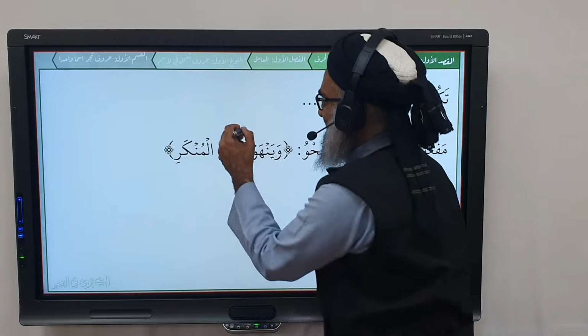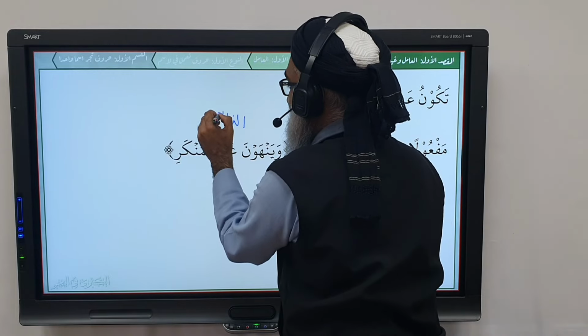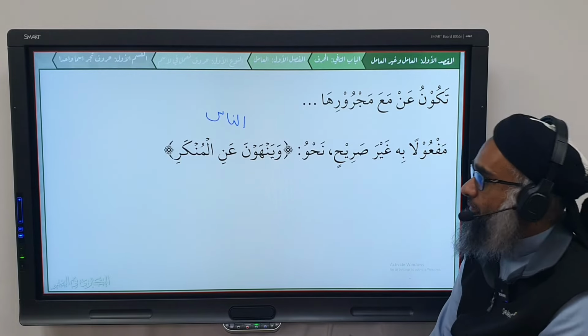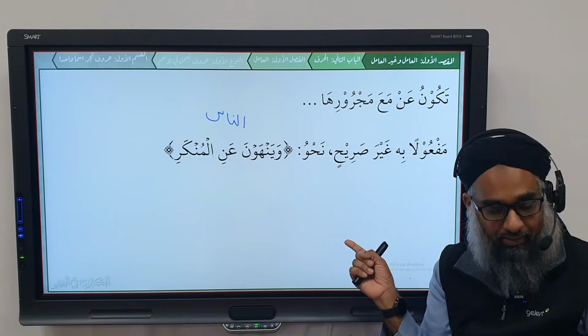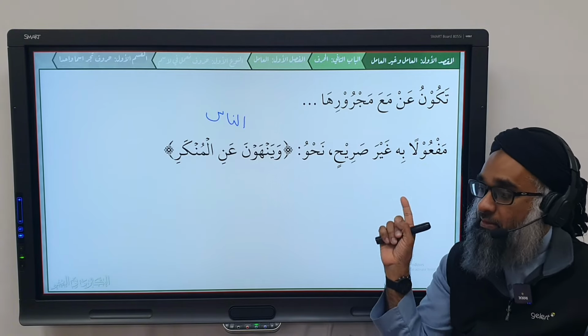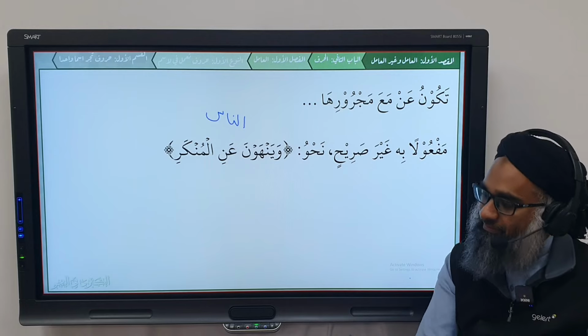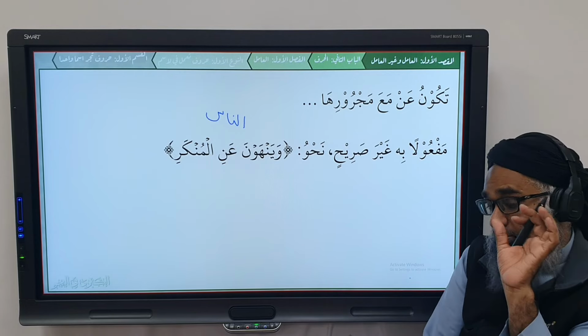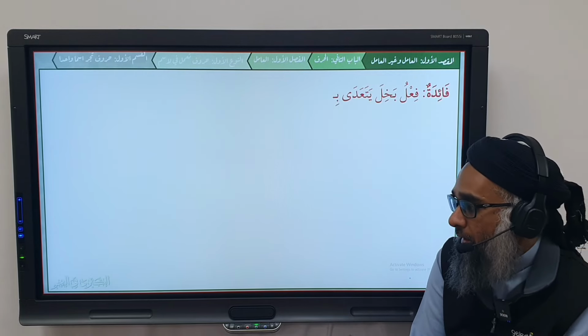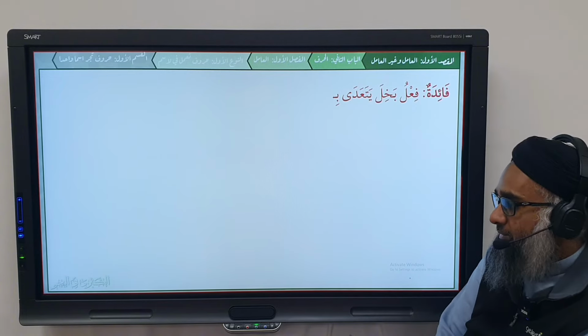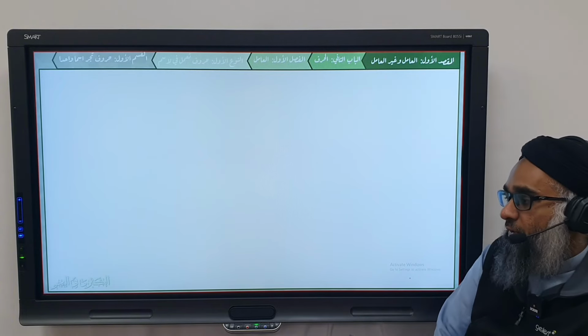Yanhawna annas. This is the second meaning, the third meaning actually. Why? The fa'il is moving the maf'ul bihi away from munkar because of nahi. That's what it means. We don't translate all this, but that's what it really means in this way. Following? Understood so far?